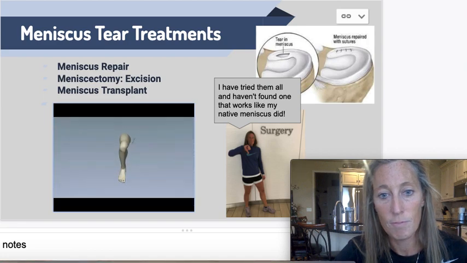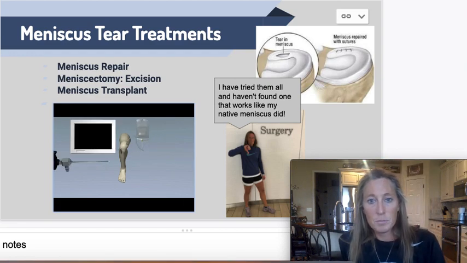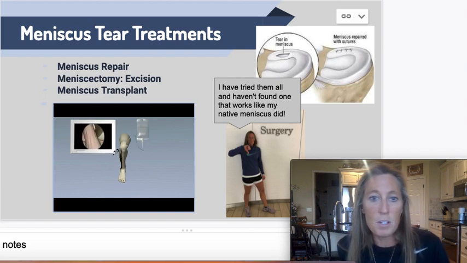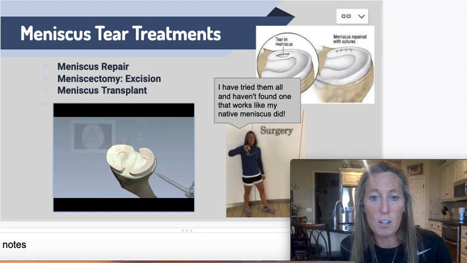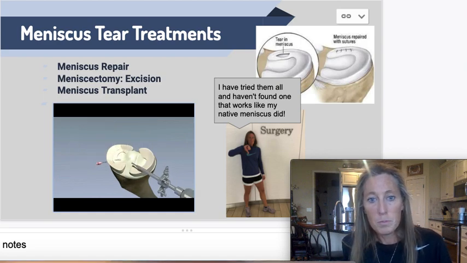Meniscus repairs are often done arthroscopically, meaning that they are done using a scope rather than by making a larger incision. Once the sterile water is flowing into the knee and the tear is well visualized with the camera, special instruments are used to pass suturing thread into the joint. The special instruments are then used to sew up the torn part of the meniscus.